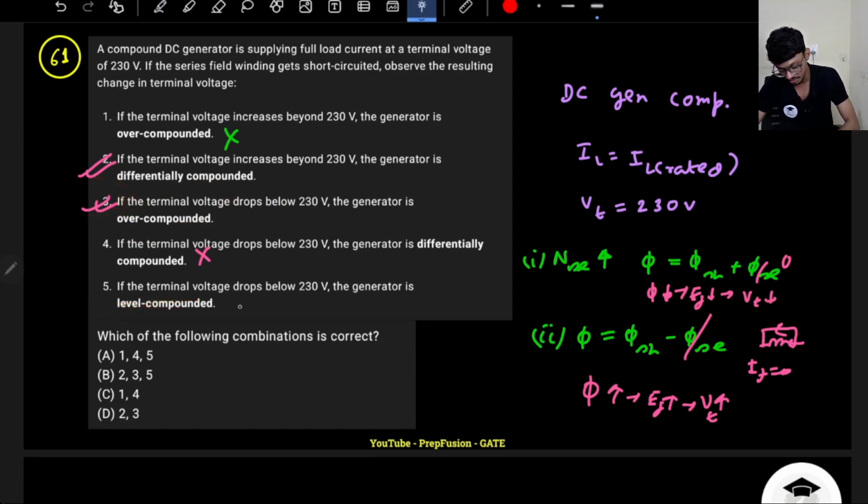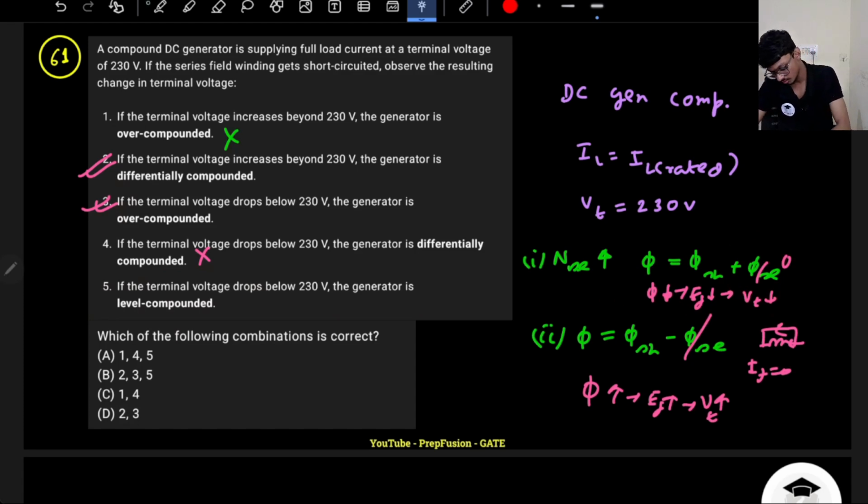If the terminal voltage drops below 230 volts, the generator is level compounded. This is also correct, because for level compounded as well, it is cumulatively compounded, so this flux equation will not change. Anyways this flux will go to 0, so anyways the voltage will drop only.